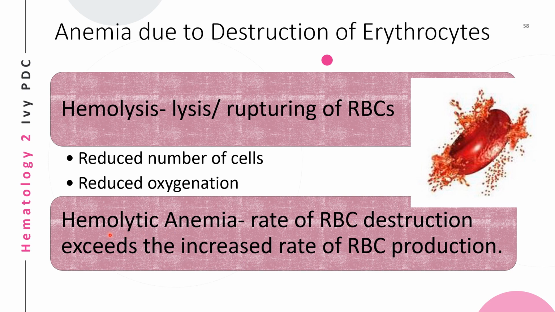But for hemolytic anemia to happen, a significant RBC destruction must occur before it happens. So the destruction is more compared to the production. So the bone marrow is not able to compensate for the destruction.